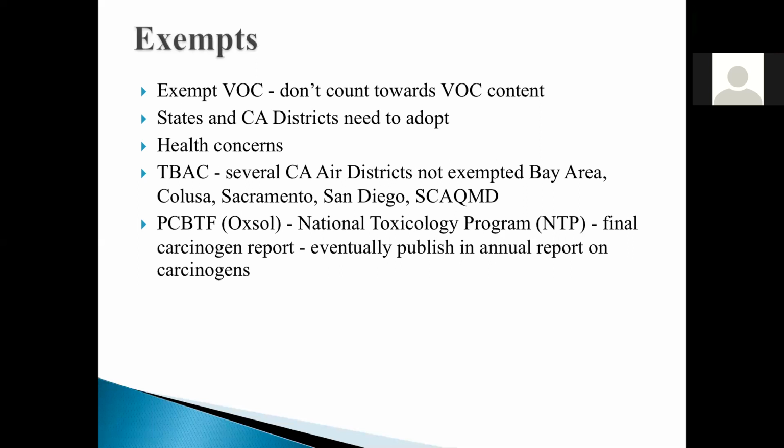And that's the issue. Really, in some of the California air districts like Bay Area, Sacramento, South Coast, Los Angeles, many of these districts have not adopted the exempt compounds from EPA over health concerns, for example. TBAC, tertiary butyl acetate, is a federally exempt compound, but many of the California air districts have not exempted TBAC.